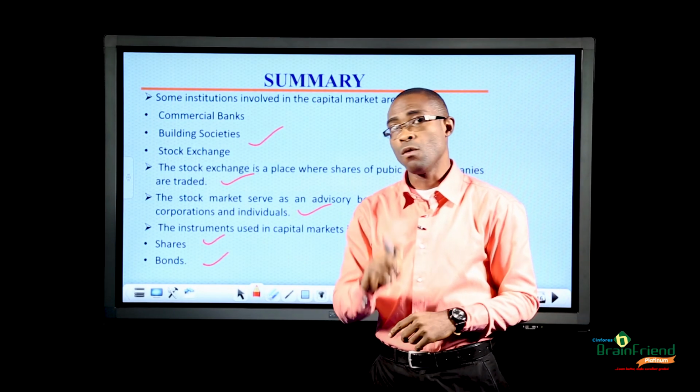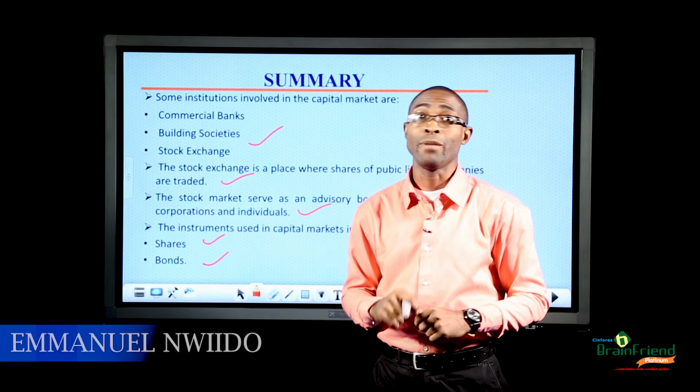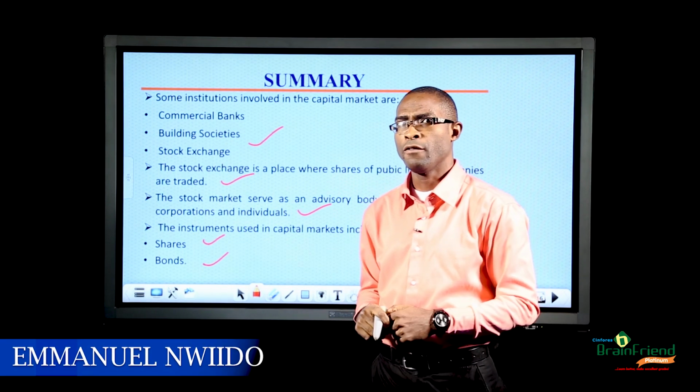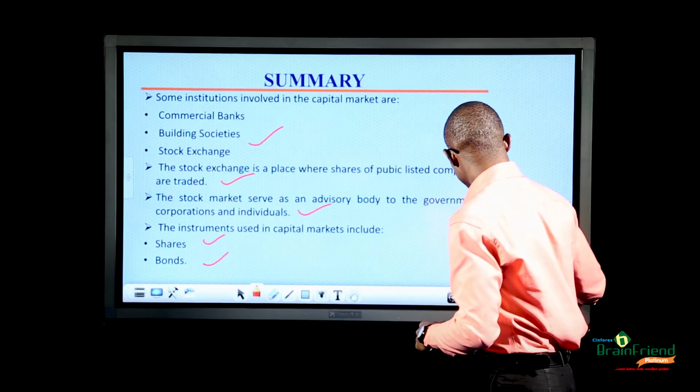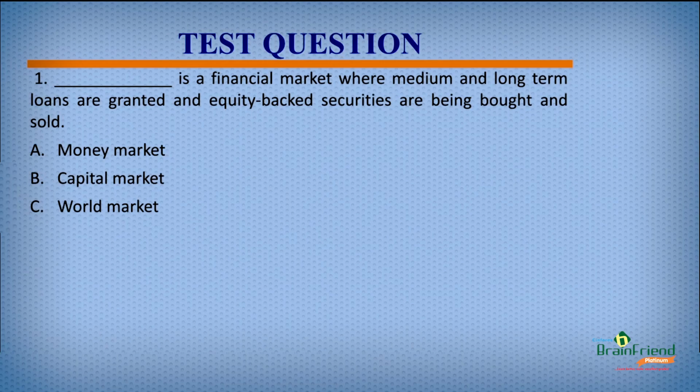At this point, I would like to know if you have gathered anything in my class today. Let's take a few test questions. Question number 1. Dash is a financial market where medium and long-term loans are granted and equity-backed securities are being bought and sold? A. Money market, B. Capital market, or C. World market? The right answer to this question is option B, the capital market.